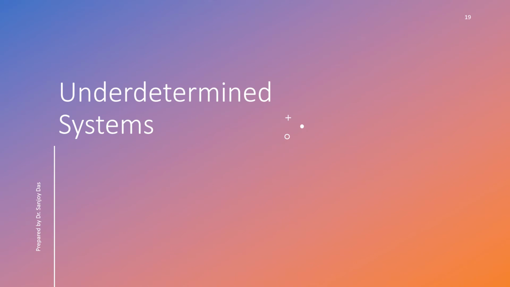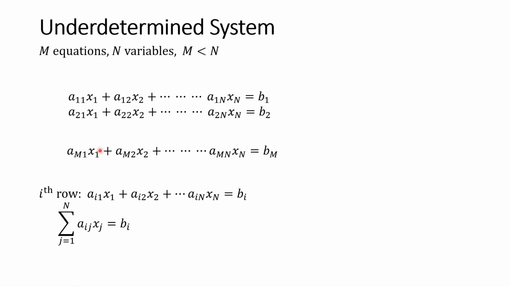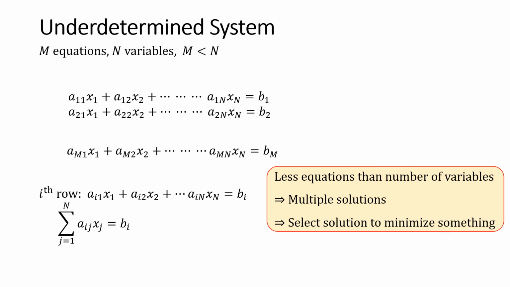Next, we go to underdetermined systems. As before, for underdetermined systems, we have M equations. Each of these rows is an equation, and we have N variables, x1 through xn, but M is less than N. That's why it's called an underdetermined system. And the ith row, as before, is a summation over j of aij xj equals bi. Now, since M is less than N, we have fewer equations to satisfy than the number of variables available to us, x1 through xn. Hence, we have multiple solutions. So our goal is to select the solution which minimizes something.